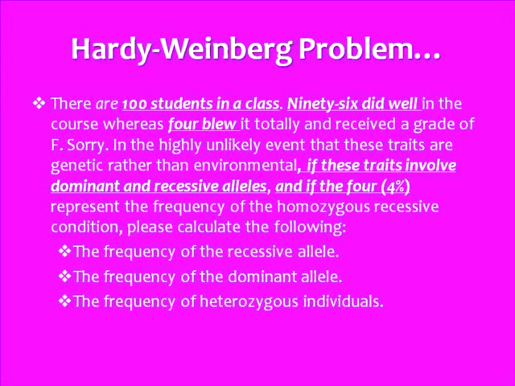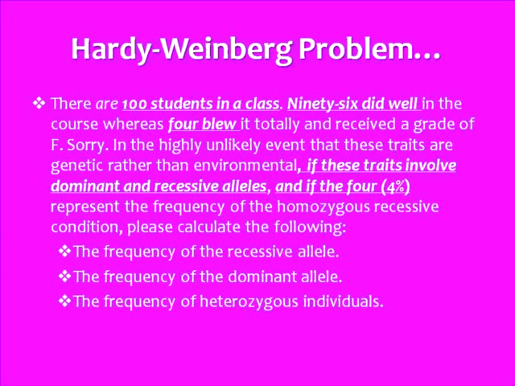Here's our first problem. Our first problem reads, there are 100 students in a class. 96 did well in the course, whereas 4 blew it off totally and received the grade of an F. In the highly unlikely event that these traits are genetic rather than environmental, if these traits involve dominant and recessive alleles, and if the 4% represents the frequency of homozygous recessive, please calculate the frequency of the recessive alleles, the frequency of the dominant alleles, and the frequency of the heterozygous.